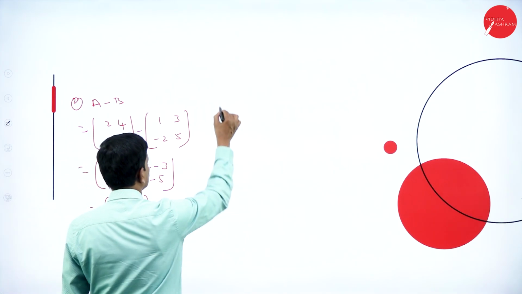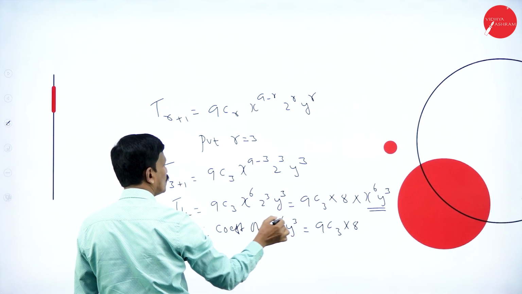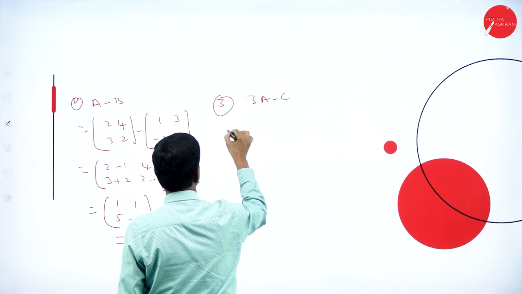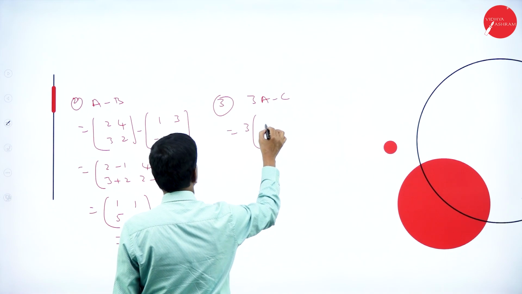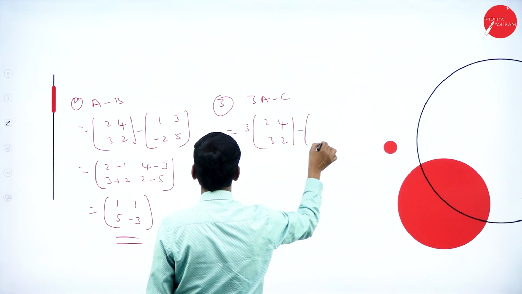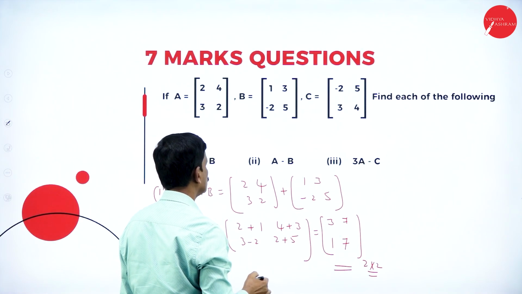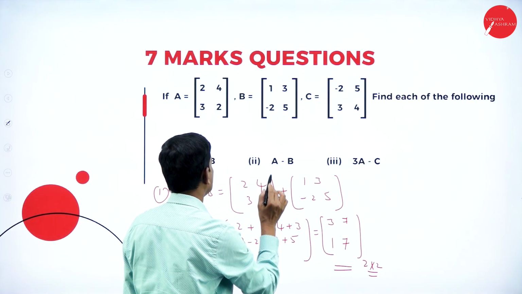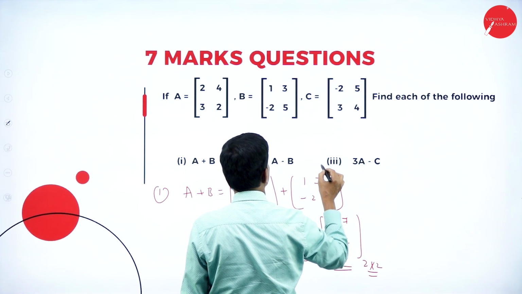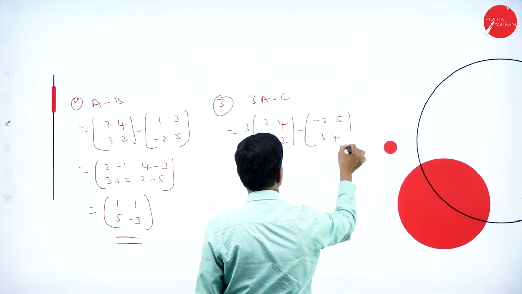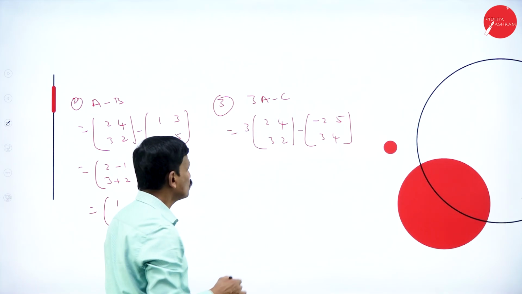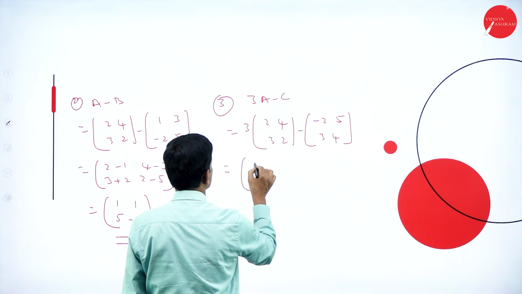And the third one. What is the third one? Third one is 3A minus C. 3 into A. A is 2, 4, 3, 2 minus C. What is C? C is equal to minus 2, 5 and 3, 4. Okay. This is 3A minus C. Multiply this. This is called scalar multiplication.